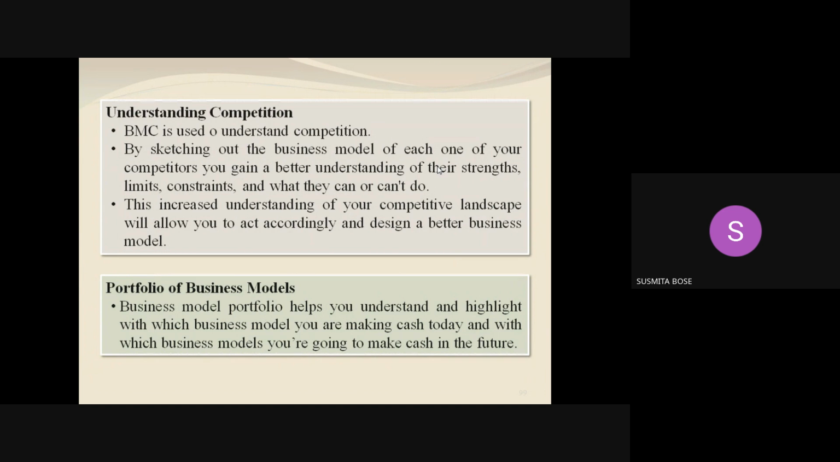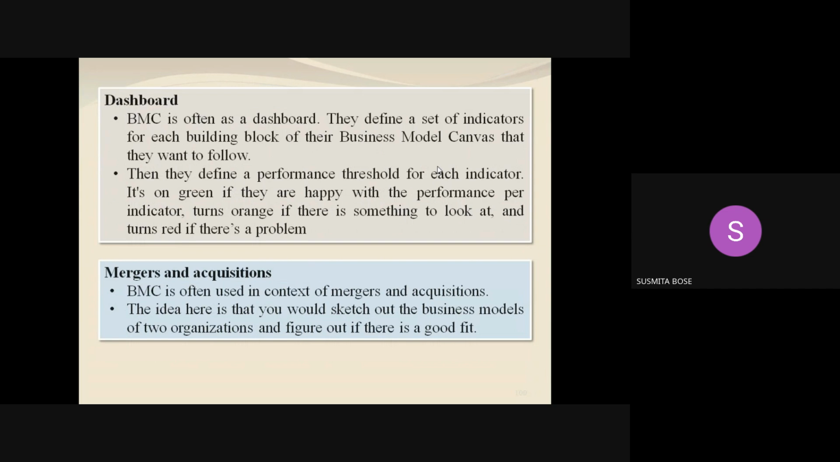BMC helps you to understand and highlight with which business model you are making cash today and with which business models you are going to make cash in the future. It helps you to make a plan also. It is often used as a dashboard, like we use a dashboard in the car.